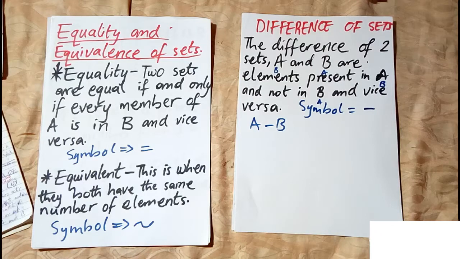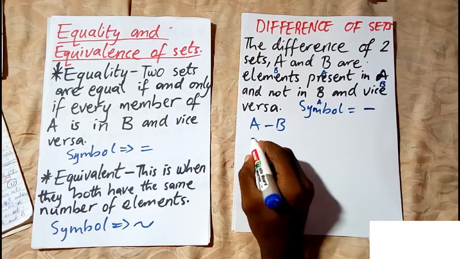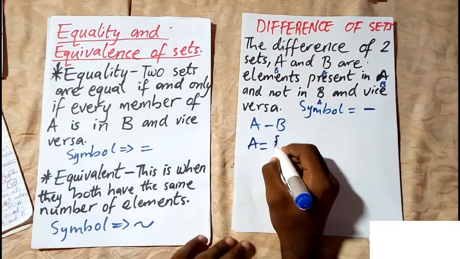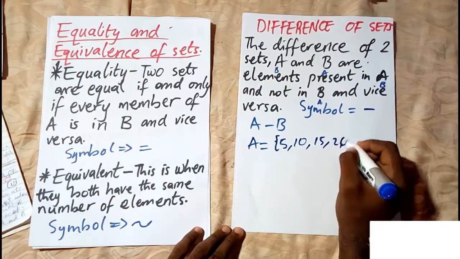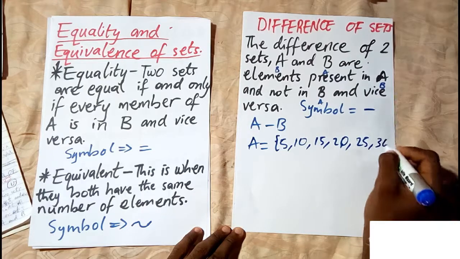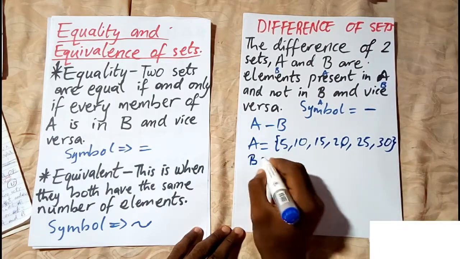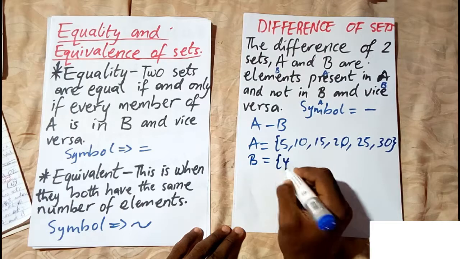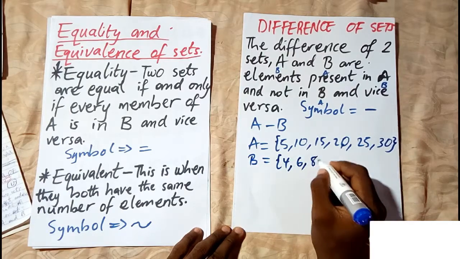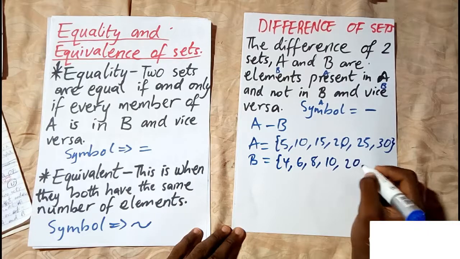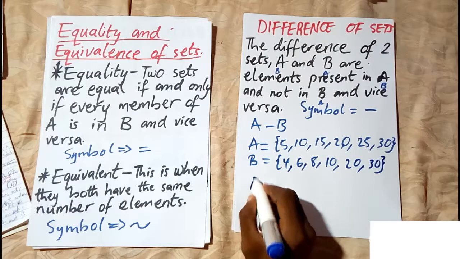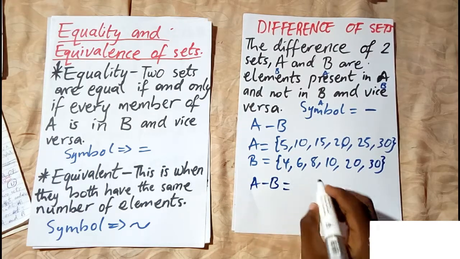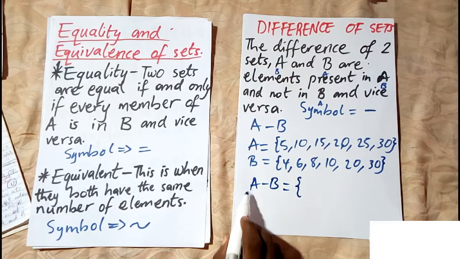Now we have two sets again. Let's list two sets. A is equal to {5, 10, 15, 20, 25, 30} and B is equal to {4, 6, 8, 10, 20, 30}. The difference of these two sets, A minus B, is the set of elements present in A and not in B.